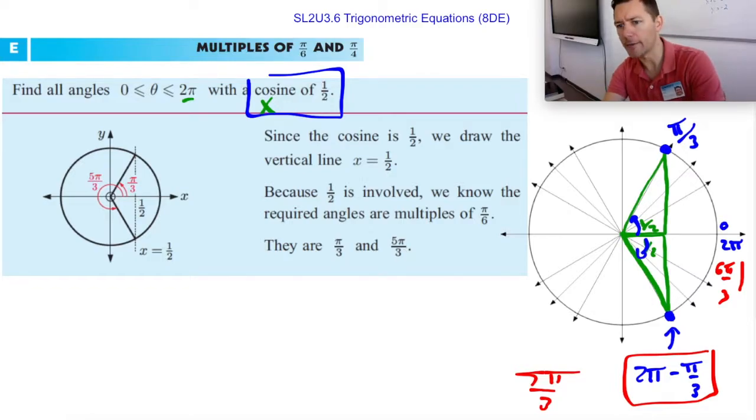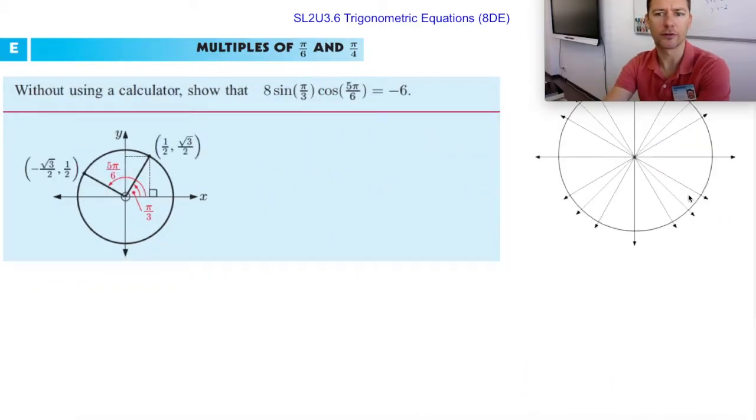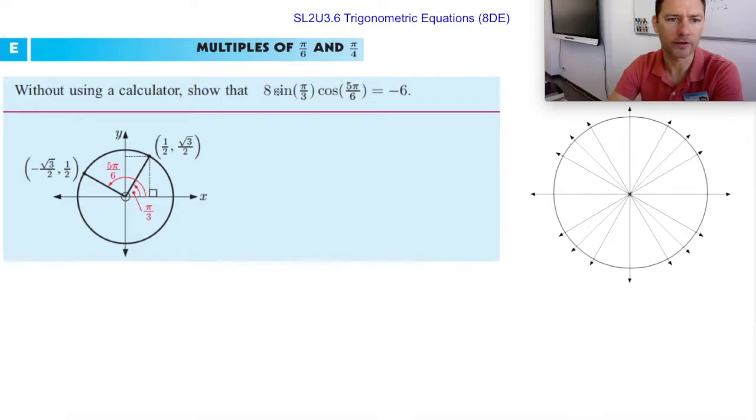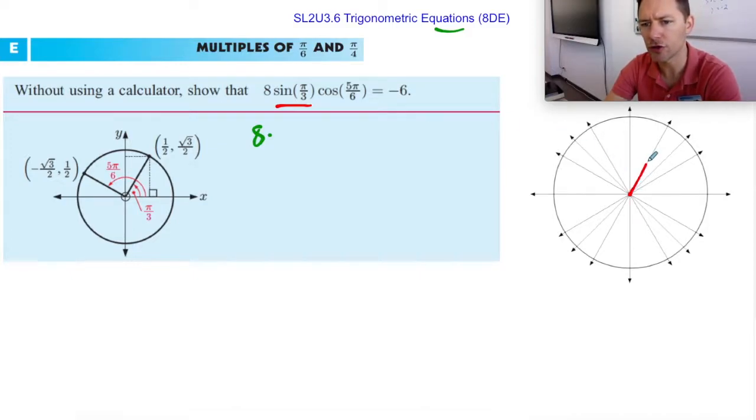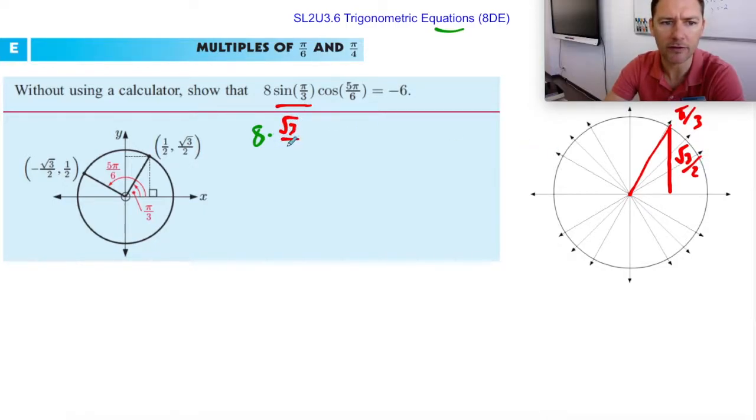Bing. All right. Last but certainly not least, we want to also be able to work some equations that are a little bit uglier. So we want to show without a calculator that this mess equals negative 6. All right. Well, we can do that. Let's just find some exact values for these pieces. So this is 8 times sine of pi thirds. Well, pi thirds should be here. Right, that's pi thirds, and the sine of pi thirds is the vertical component. So the vertical component here should be root 3 over 2. Right, so this should be root 3 over 2. It's positive. That's great.